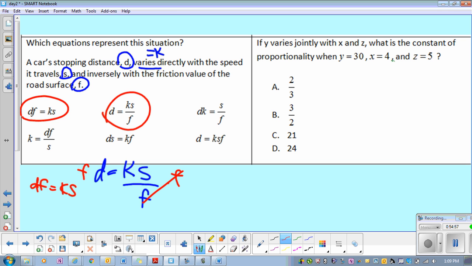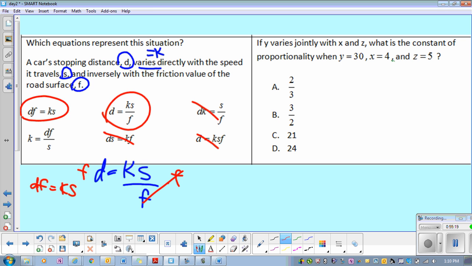Great. Absolutely. Good job. So is there any way to get d times k? No, this one doesn't work. How about ds? Is there any way to get d times s? No, because the only way to move this s would be to divide it, right? That doesn't work.